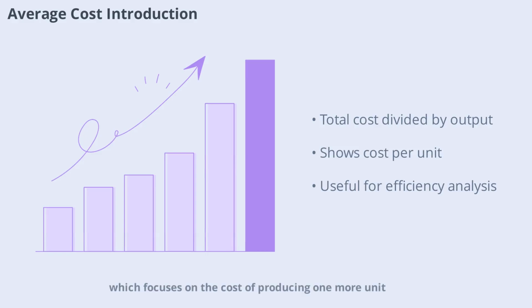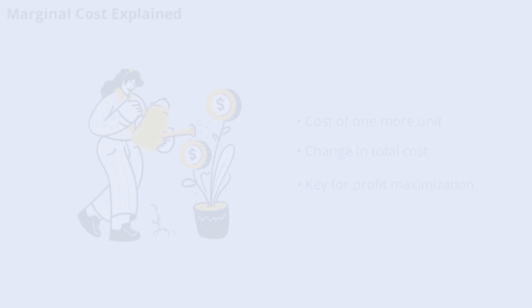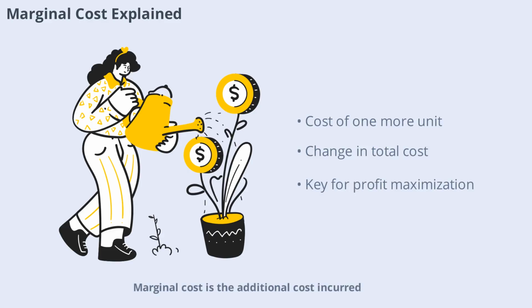Now let's explore marginal cost, which focuses on the cost of producing one more unit. Marginal cost is the additional cost incurred by producing one more unit of output. It's calculated by finding the change in total cost when output increases by a single unit. For example, if producing 101 loaves costs $1,515, while 100 loaves cost $1,500, the marginal cost of the 101st loaf is $15. Marginal cost is vital for decision-making as it helps businesses determine the optimal level of production. When marginal cost equals marginal revenue, profit is maximized.